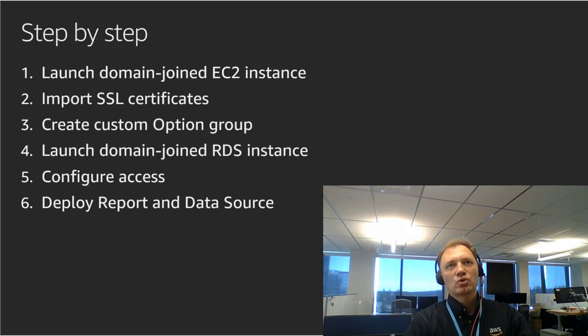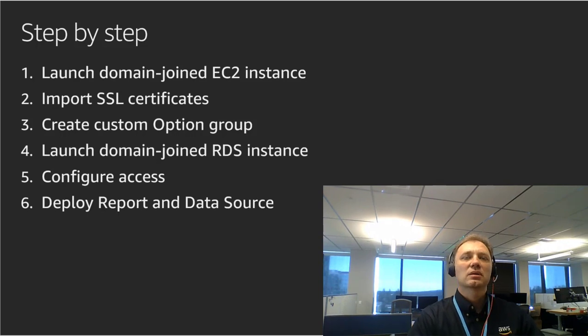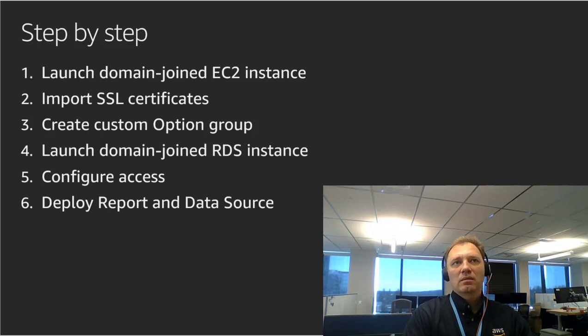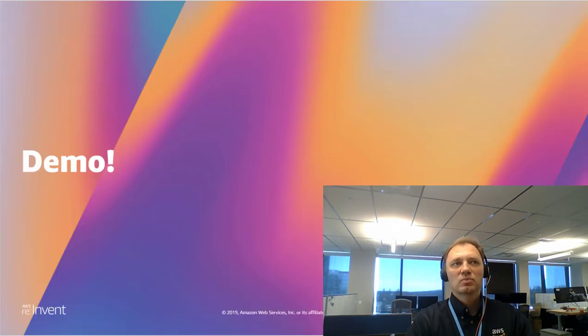First, we're going to launch a domain-joined EC2 instance, and this is going to be our client machine. This is where we're going to be opening up the browser and interacting with the SSRS portal. Second, we will import SSL certificates to this client machine. Third, we will create our custom option group, where we're going to enable the SSRS. Step number 4, we're going to launch our domain-joined RDS instance. After that, we're going to be configuring access. And the last step, we're going to deploy our report and the data source, and we will see a live report. All right, let's jump straight to the demo.